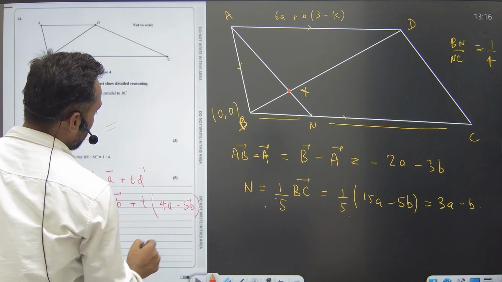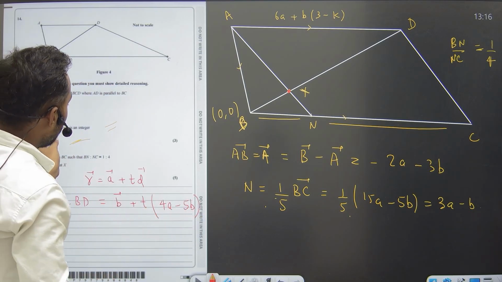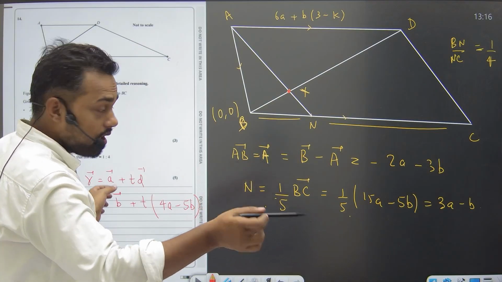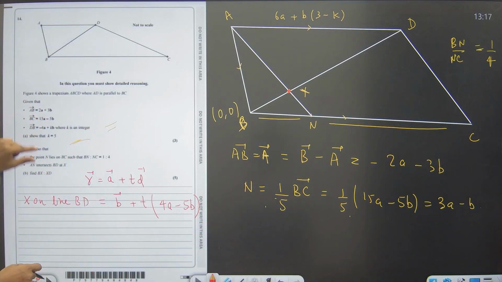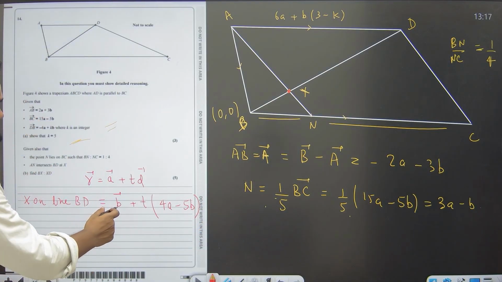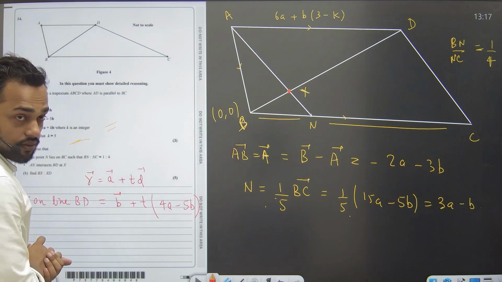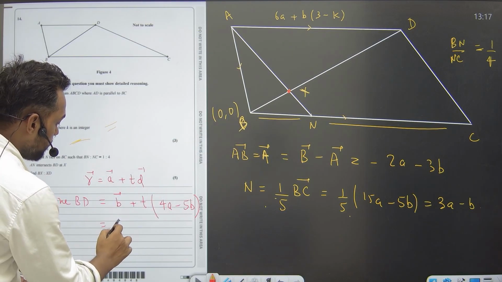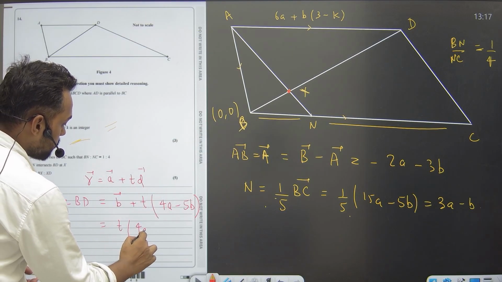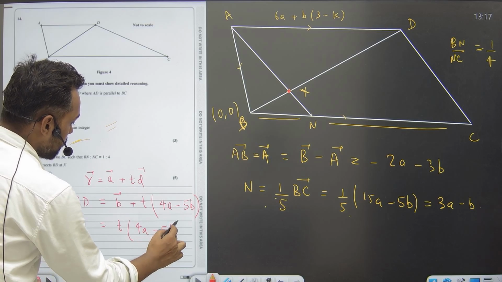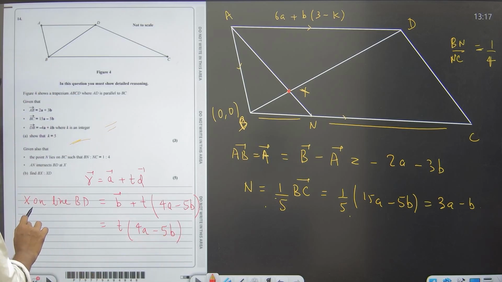How am I calculating it? I am just plugging in the value of k which we have calculated in this particular equation of d, and b vector I have taken as origin, so it will be 0. So from here you will get t times 4a minus 5b. So the parametric value of x on line BD we have calculated as t times 4a minus 5b.